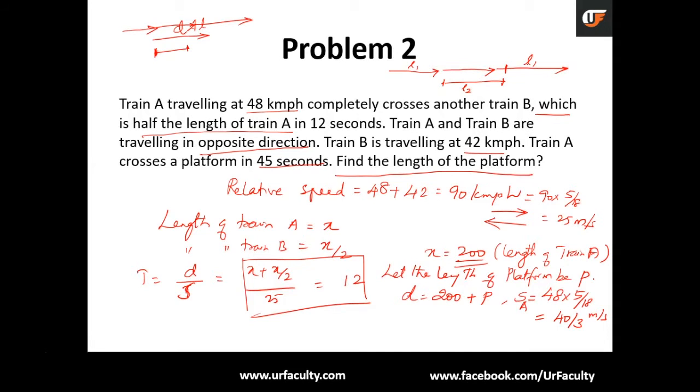Now, the problem is pretty straightforward. We need to find the length of the platform. And how do you do that? What is the formula? Distance is equal to speed into time. And what is the distance here? 200 plus P is equal to, speed is 40 by 3 and time is 45 seconds.